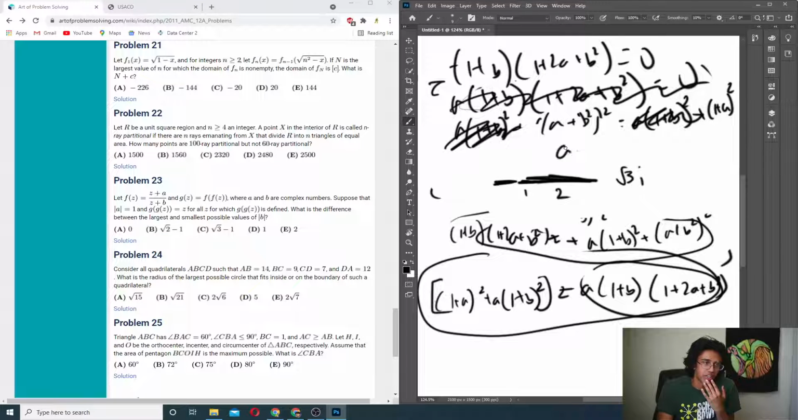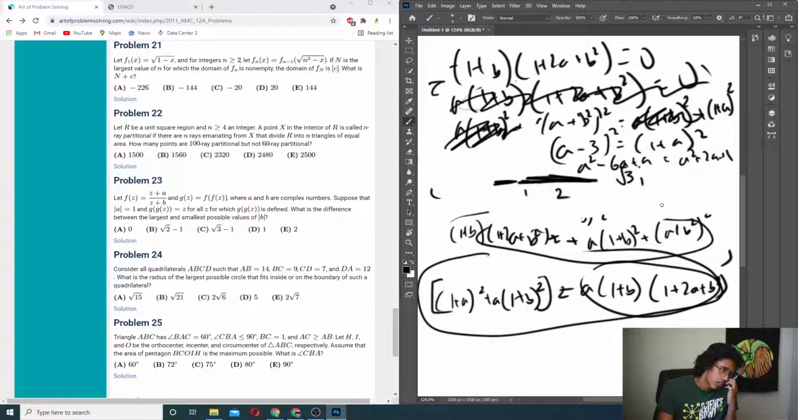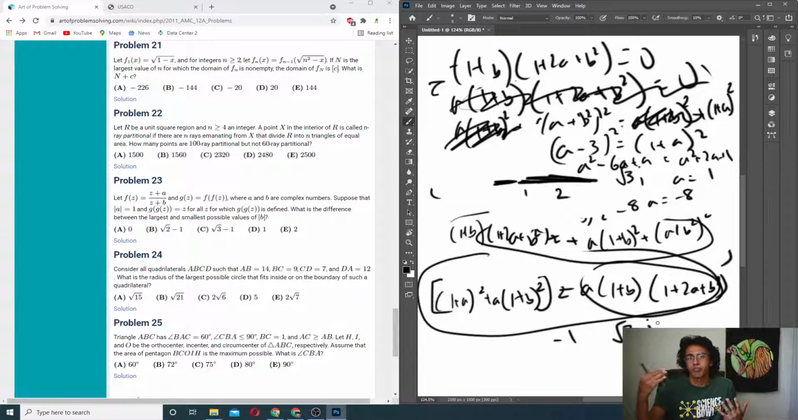Over here it would be (a − 3)² is equal to 1 + a². Let's check it out. a² − 6a + 9 is equal to a² + 2a + 1. And that simplifies to −8a is equal to −8. a equals 1. So essentially we got an a for our b, so that means root 3 i also works. So we got negative 1 and root 3 i.